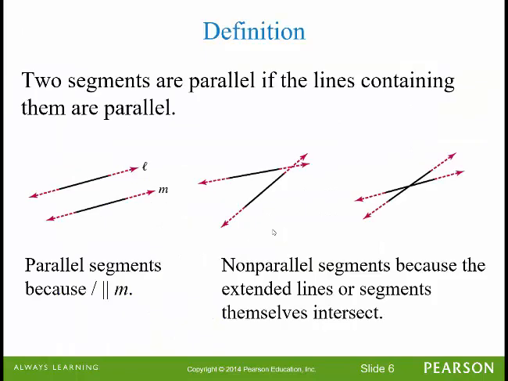All right, so some definitions. Two segments are parallel if the lines containing them are parallel. So like parallel segments like this one, right? Because they do not intersect and the lines here are parallel to each other. And non-parallel segments here, all right, because when we extend their lines or segments, they intersect. So these two segments, segments L and M, are parallel because when we extend their lines, they do not intersect. All right, that's how you know if segments are parallel.